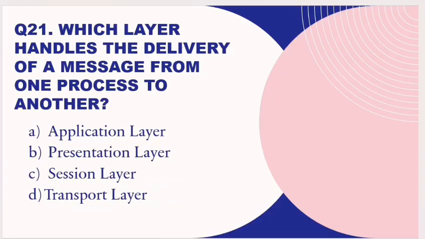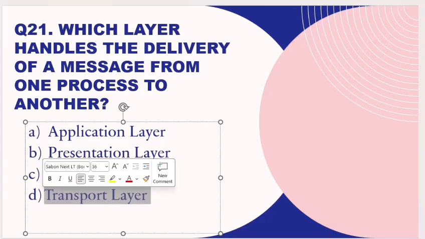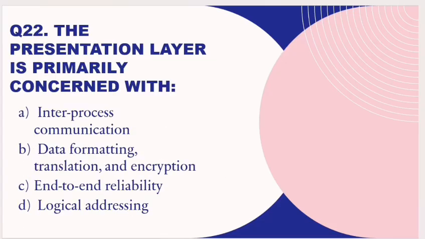Moving on to the next question, question number 21. Which layer handles the delivery of a message from one process to another? Option A, application layer. Option B, presentation layer. Option C, session layer. Option D, transport layer. So the right answer for this is option D, transport layer. Moving on to the next question.